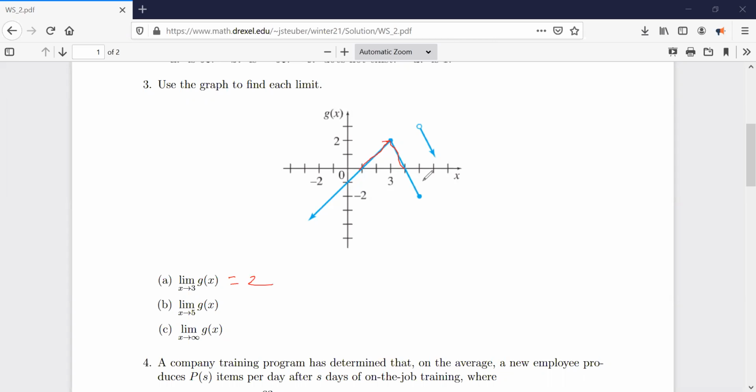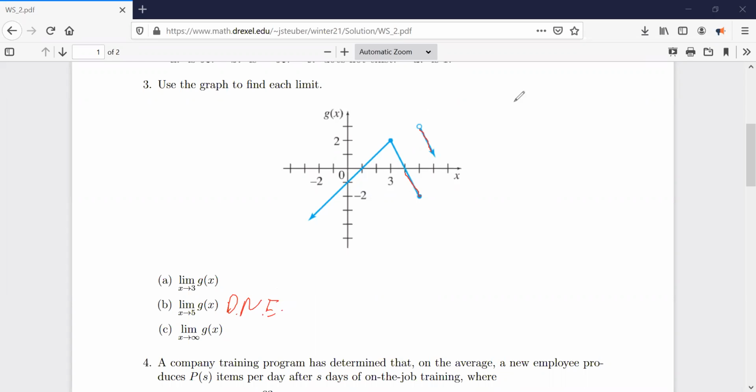What about b? If I approach 5 from the right-hand side, then g of x is approaching -2. But if from the left-hand side, then g of x is approaching -2. And if I approach from the right-hand side, then I'm approaching 3, right? So what does that tell me? Doesn't exist. Yes, exactly.